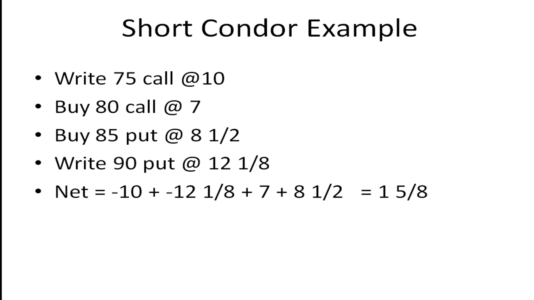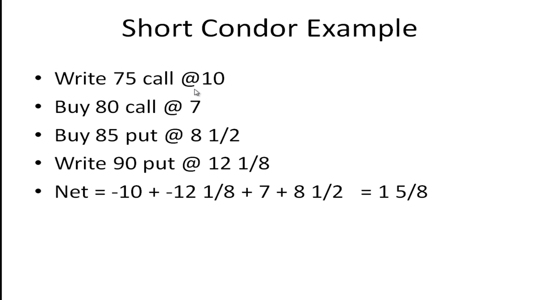For a short Condor, let's just do the opposite. We're going to write the 75 call at 10. We're going to buy the 80 call at 7. We're going to buy the 85 put at 8.5. And we're going to write the 90 put at 12 1/8.